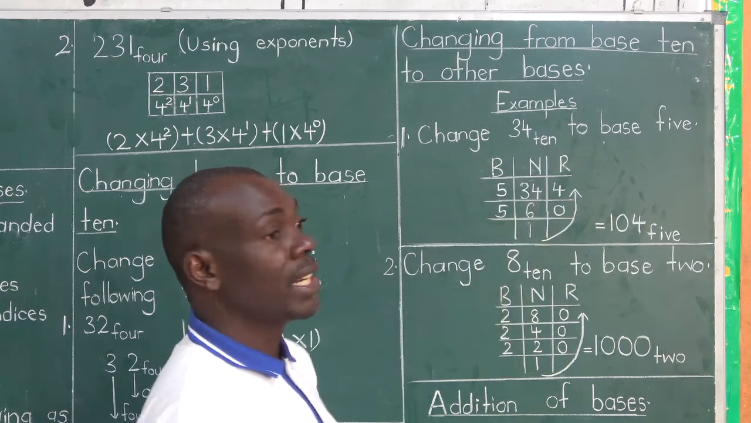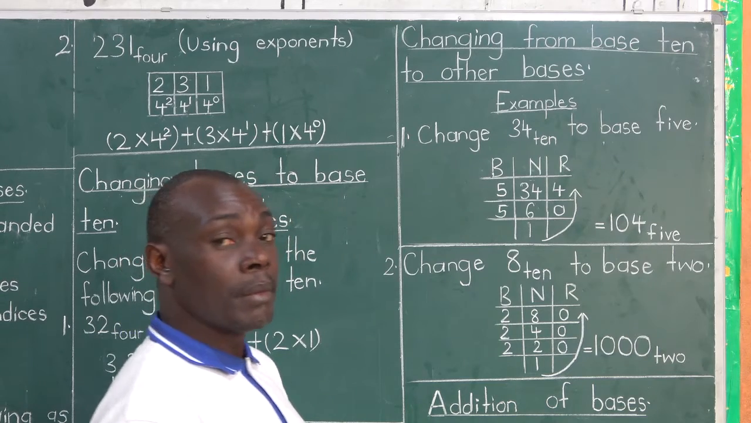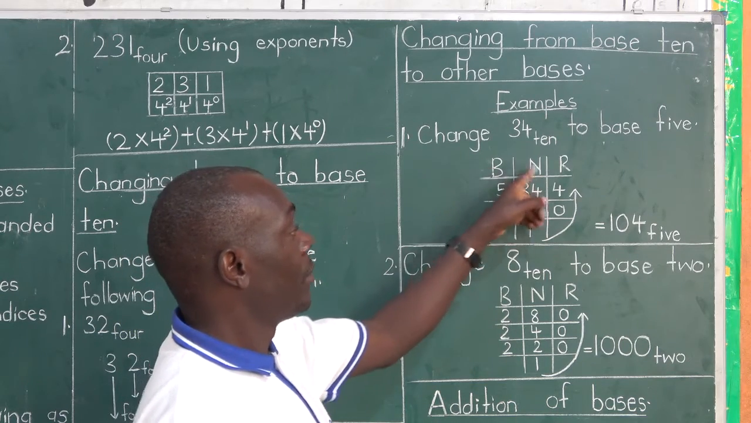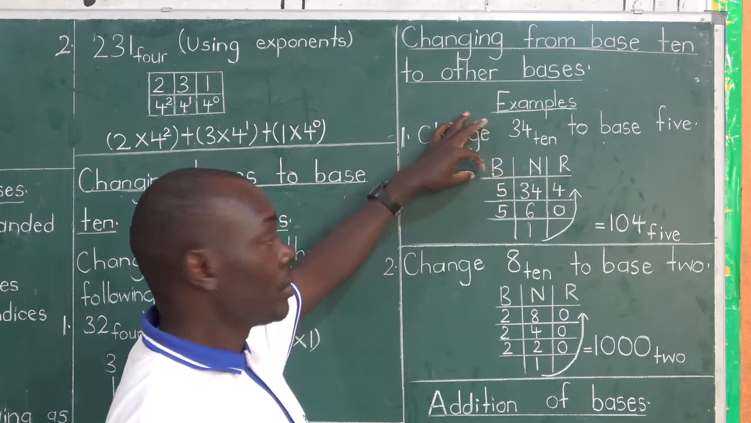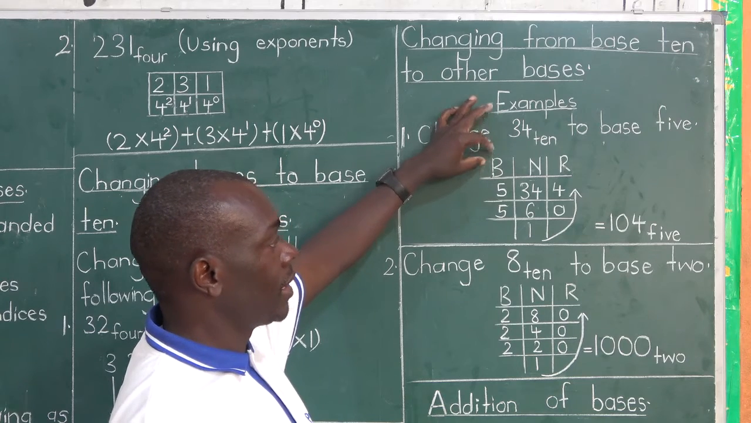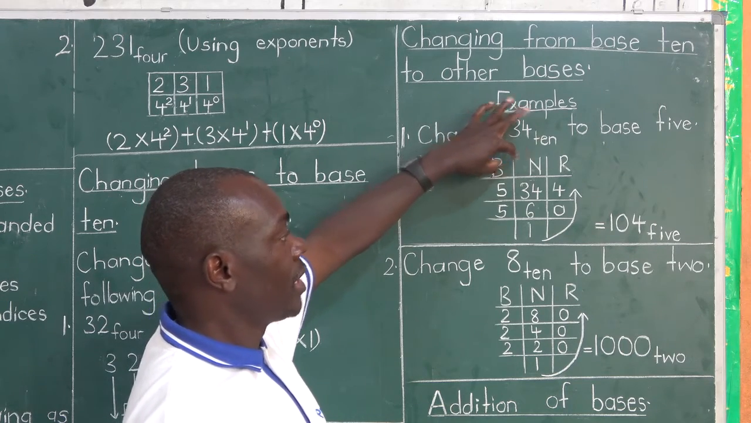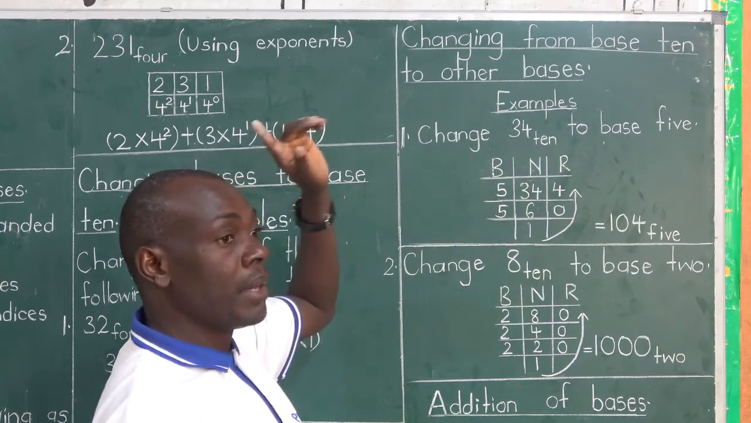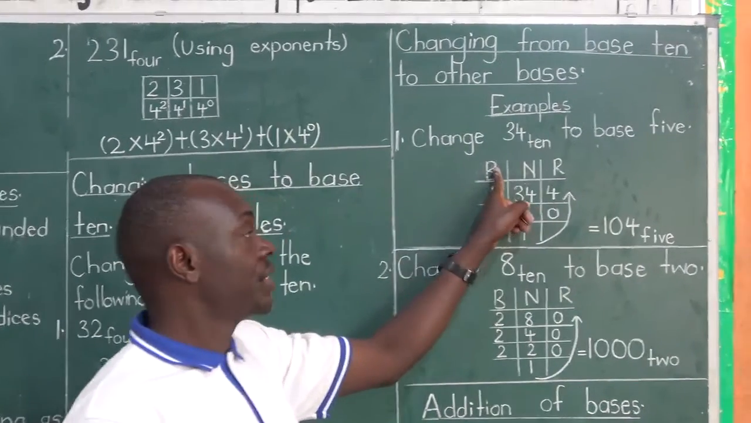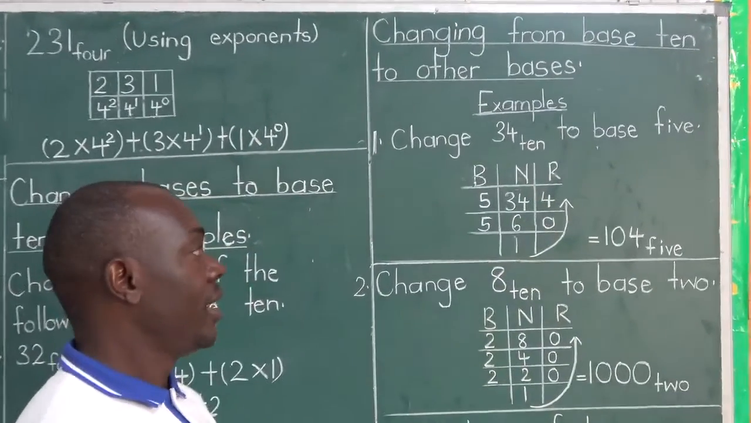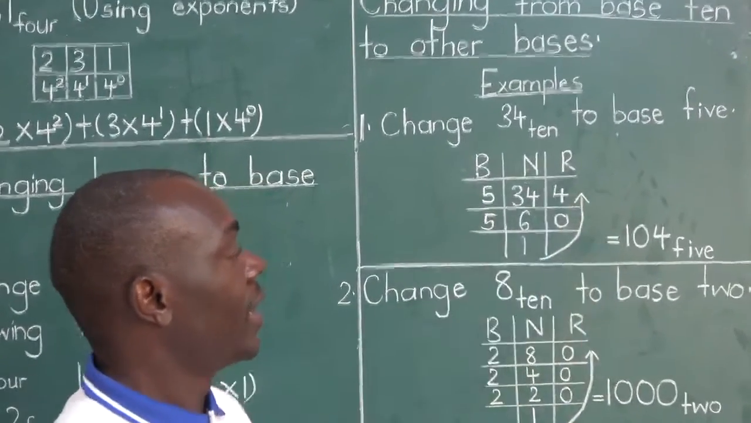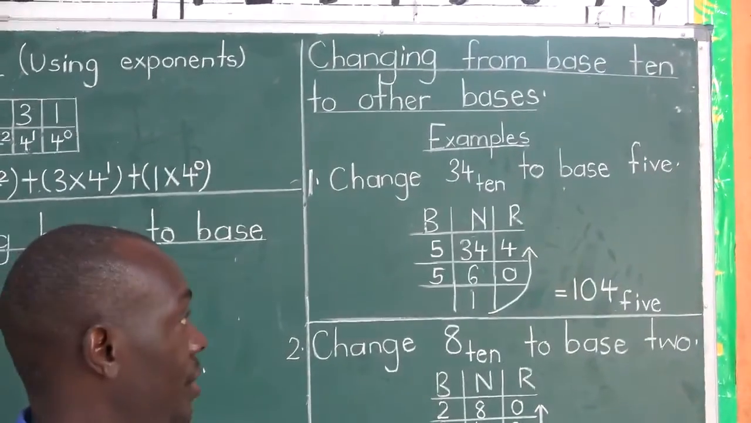Base number remainder, which can be memorized as "banana never rot". Many of you that are enjoying eating the banana will normally say banana never rot, so that you remember that B stands for base, then N means number, and that R is remainder.